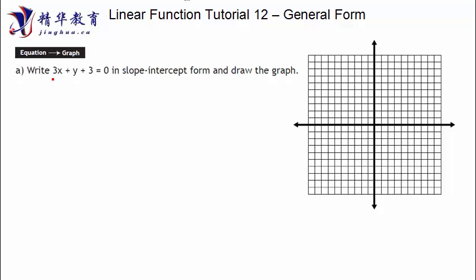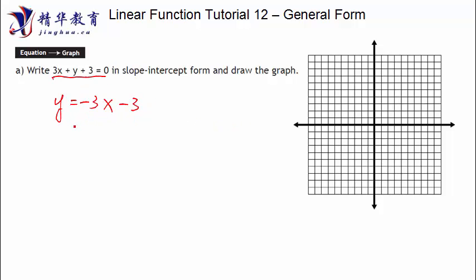Okay, you've got this general form here. We need to write this into slope-intercept form and then draw the graph. So let's see first. How do we convert it into slope-intercept form here? We just isolate y and that's it. Making y on this side, everything else on the other side: y equals negative 3x minus 3, finished.